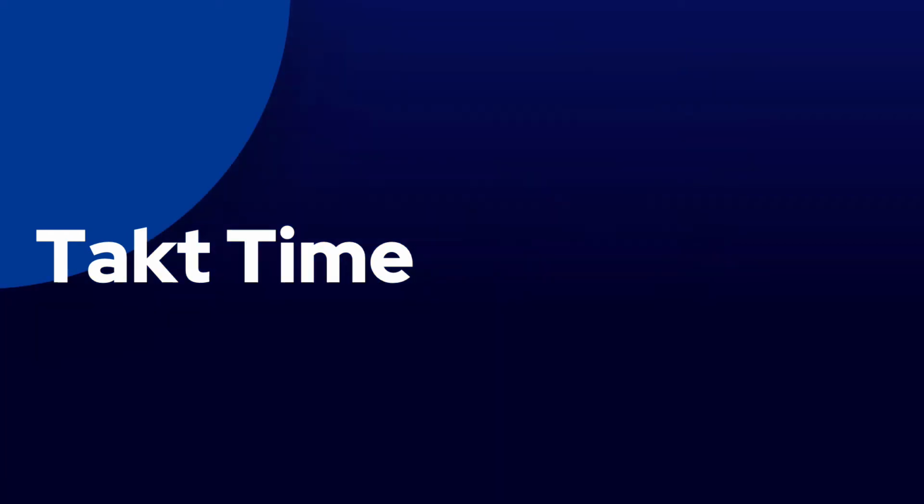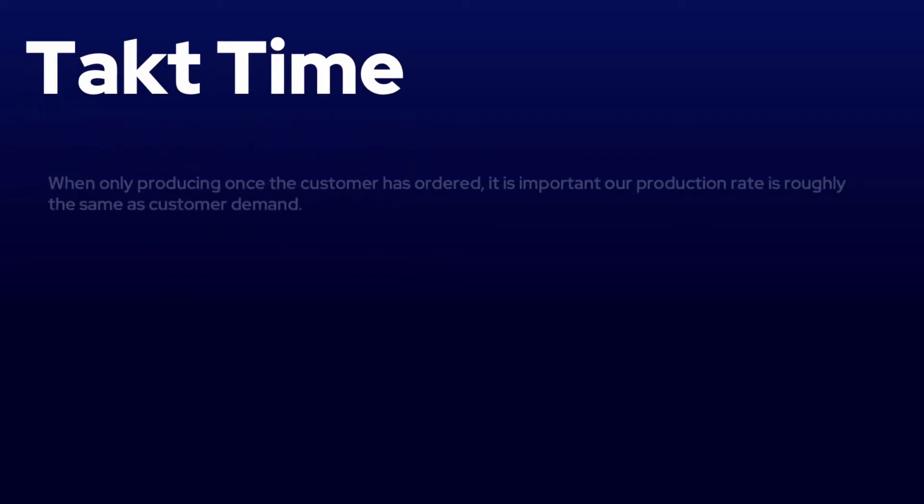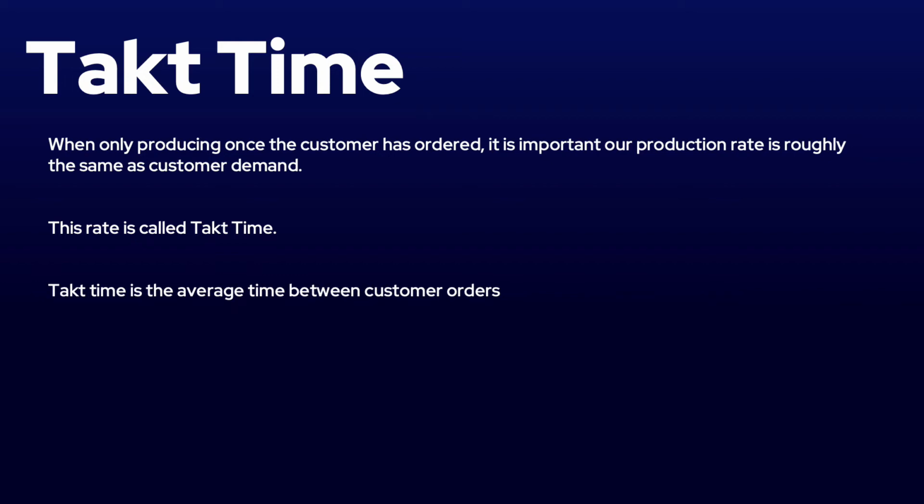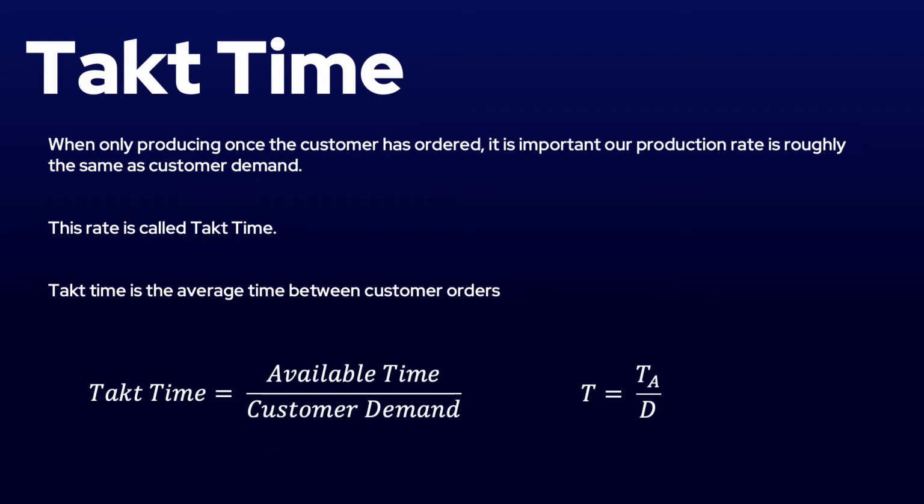This rate of customer demand is called takt, or takt time. Takt time levels the customer demand throughout a time period to ensure flow and smooth production. For example, if the customer demand is 960 products per day, and you have 8 hours available, which equates to 480 minutes, then you need to produce a product every 30 seconds to match your customer demand. The takt time is therefore 30 seconds. The formula for takt time is available time divided by demand.